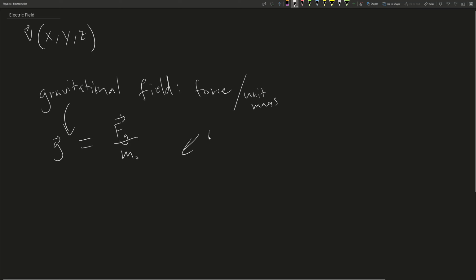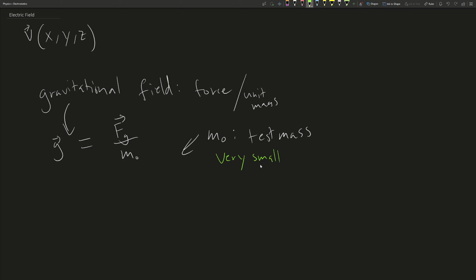Now m0 here, or m naught, is called a test mass. And a special thing about this test mass is it has to be very small. The reason the test mass has to be very small is because if we want to measure the gravitational field an object exerts, anything bigger than a small test mass may change the mass distribution of the thing we're trying to measure. And that will cause this gravitational field to also change.